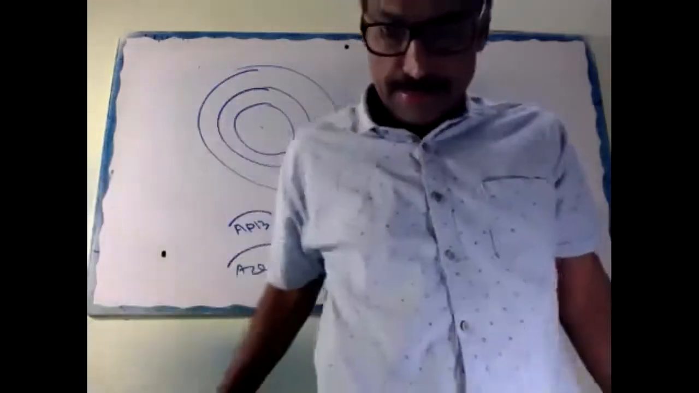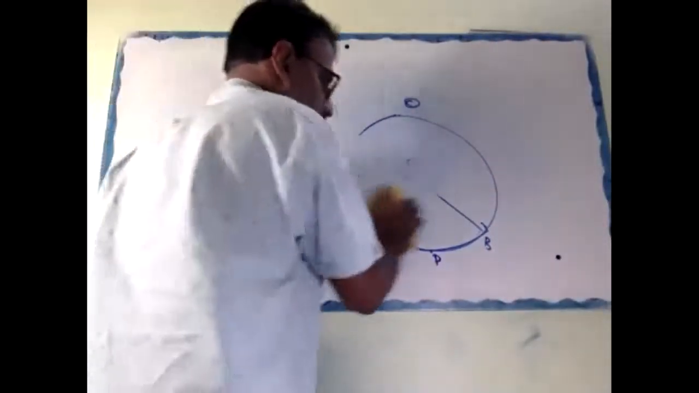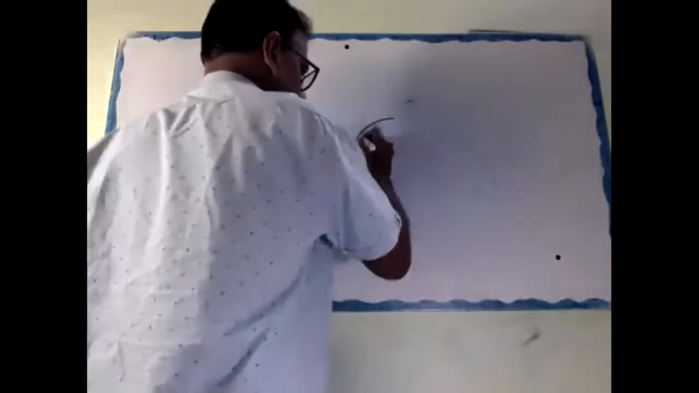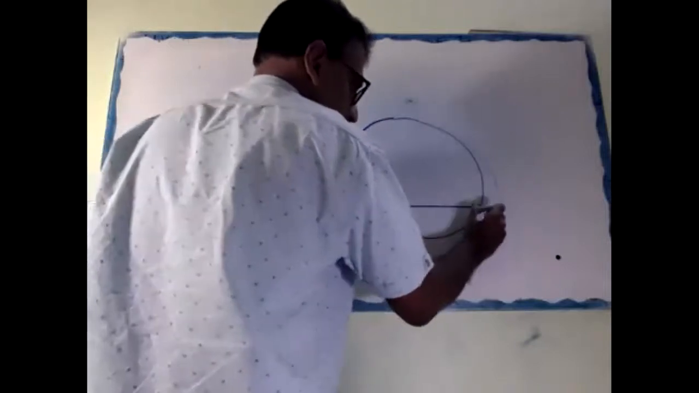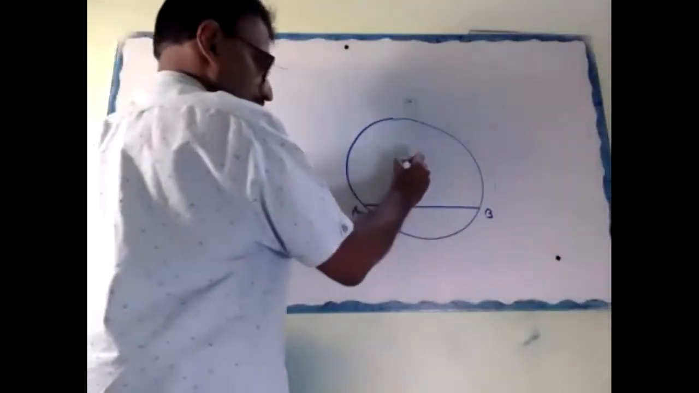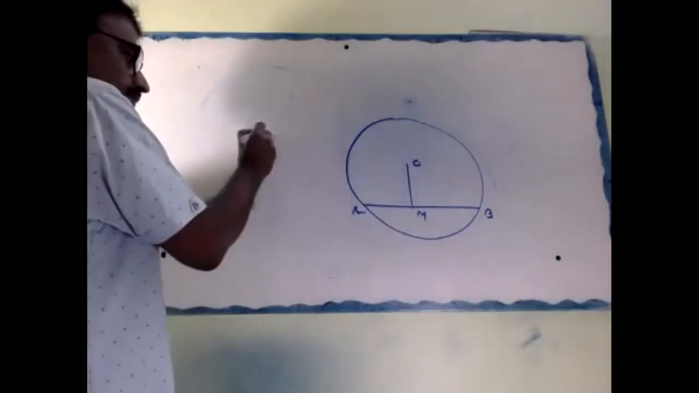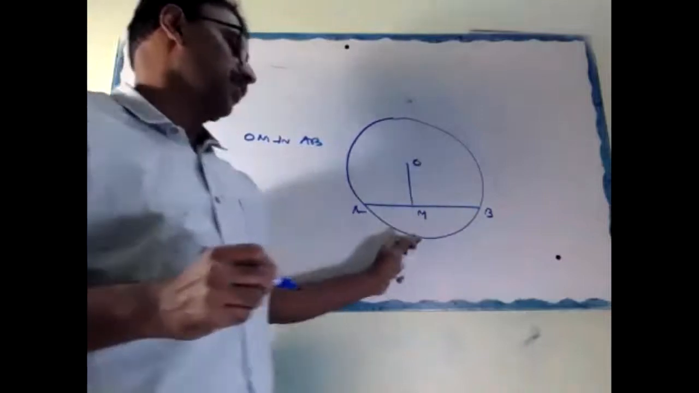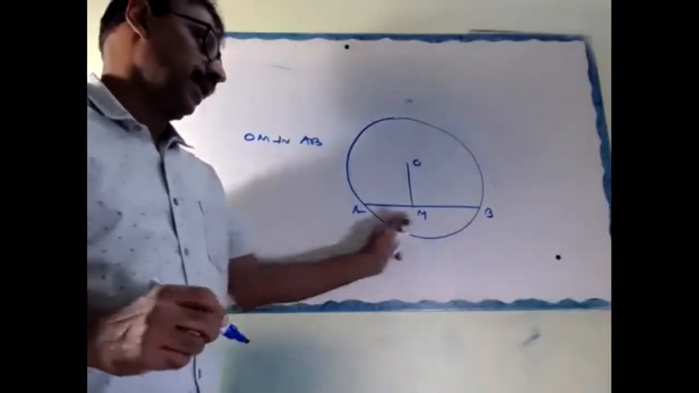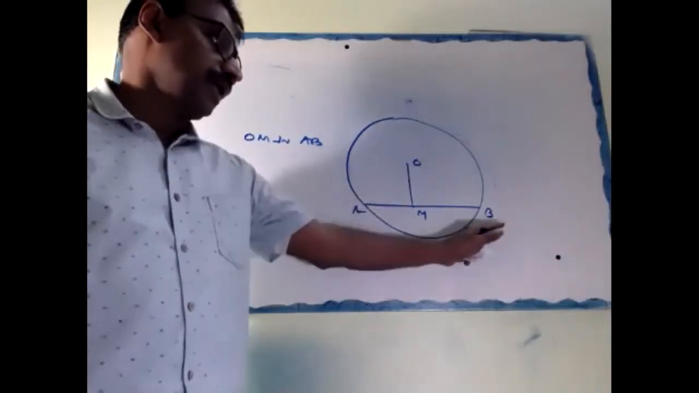Look. Listen here. A line segment from the center perpendicular to the chord bisects the chord. If you draw, this is a chord. AB is a chord. This one, don't write, I'll give the note. Here, over the center, if you draw perpendicular OM to AB, that will bisect it. That means AM equal to MB.